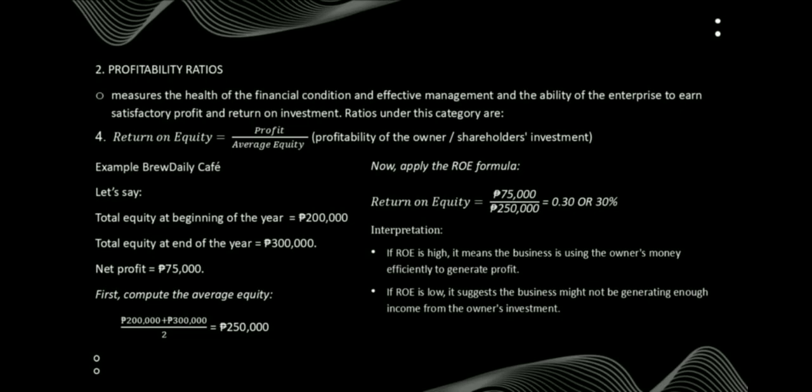Let's also assume na they have a net profit of 75,000 pesos. First, we have to compute the average equity.